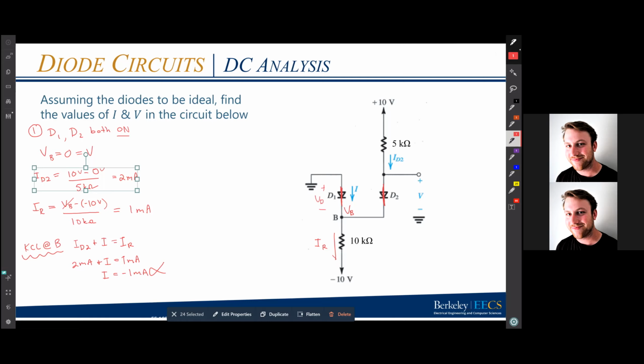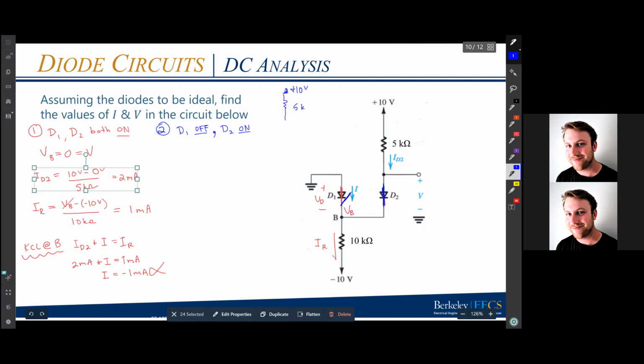And so this is the kind of contradiction that you can see and say, okay, this means that I made the wrong assumption. Now it's not always the case, but oftentimes I can learn from that and say, okay, well, D1 gave me a contradictory answer. So I'm going to assume it's actually off, that I was wrong about D1. And I'm going to assume that I was right about D2 and leave that on. Well, if I short D2 and open D1, I actually just get a circuit that looks like this, where I have 10 volts.